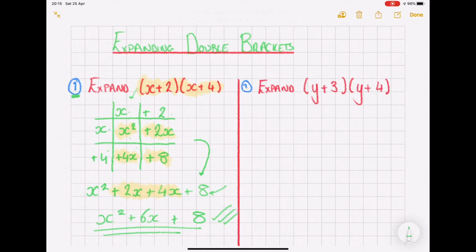Okay, so copy out the working for this question on the left-hand side. Pause the video, and then have a go at trying to work out this question on the right-hand side. And play the video once you've done, and I'll go through it with you.